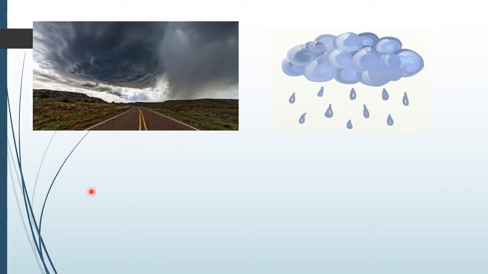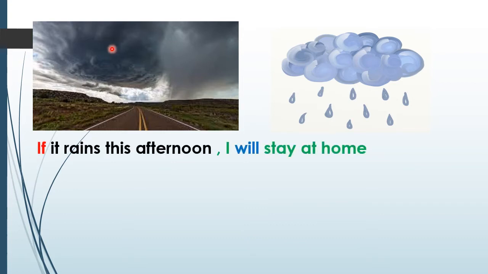Sometimes you have clouds or a cloudy sky and all of a sudden the clouds disappear and you have a sunny day. So imagine you are preparing to go out and you see the clouds in the sky. What do you see? You say, well, if it rains this afternoon, I will stay at home. Okay, what do we have here? We have two sentences. So you are not going to do this if this happens. You will stay at home if it rains.